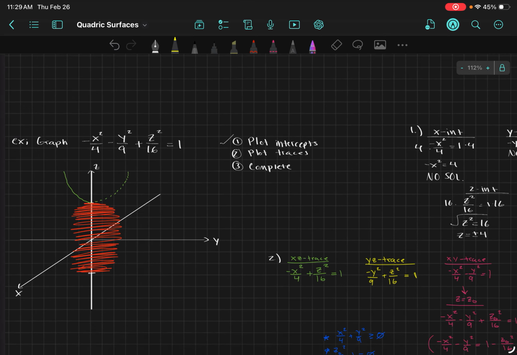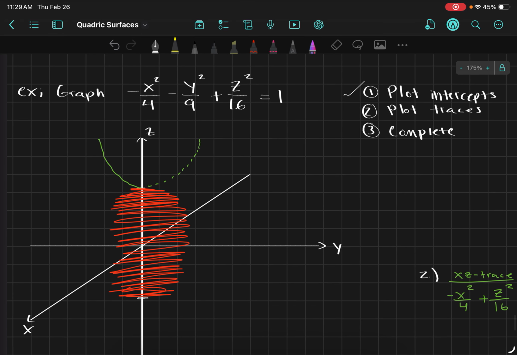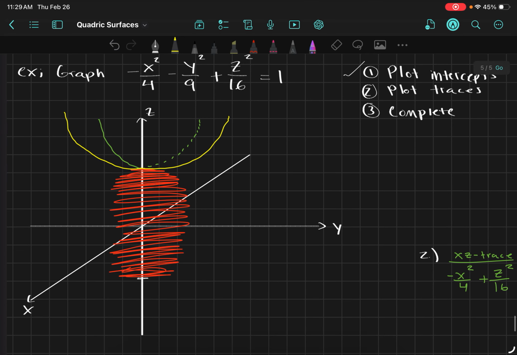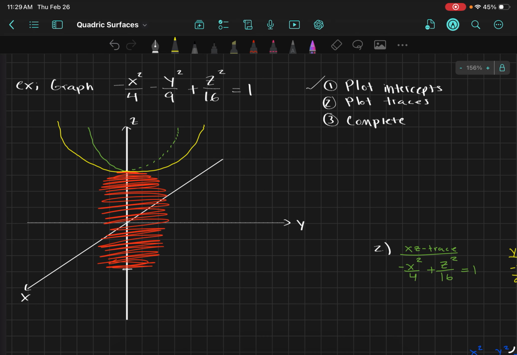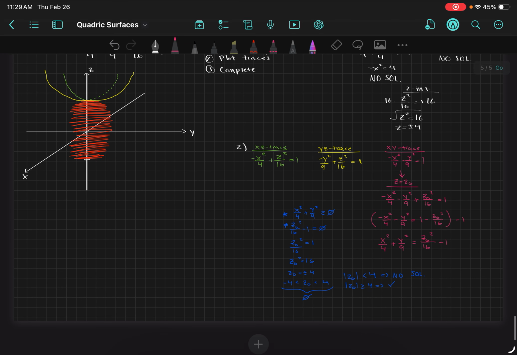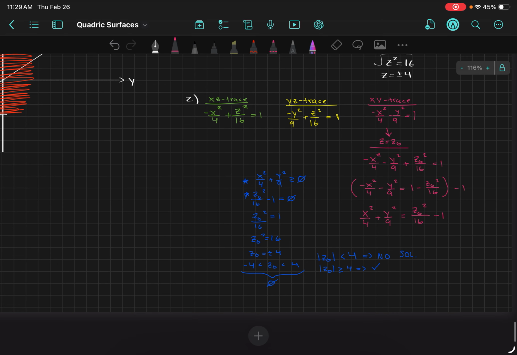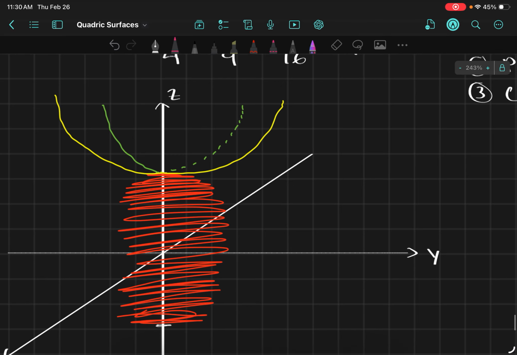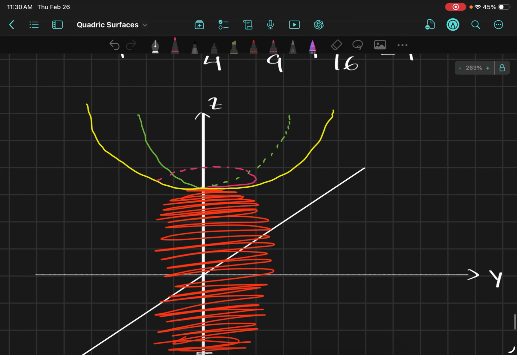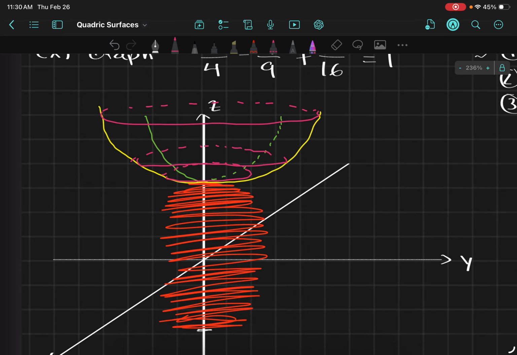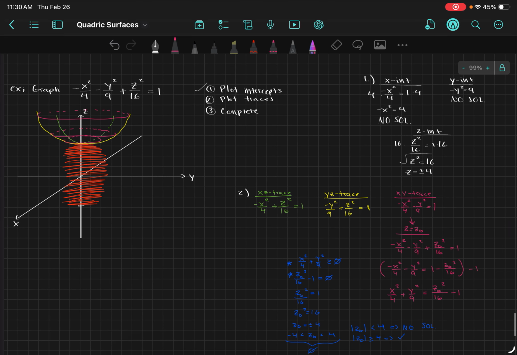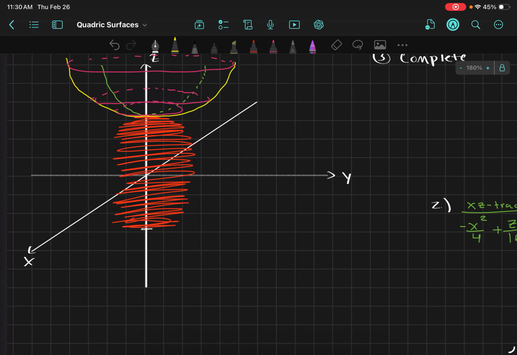The yz trace is another hyperbola in the yz plane. Oh yeah, looks good. The z equals z naught trace is going to be the ellipse x squared over 4 plus y squared over 9 is equal to z naught squared over 16 minus 1. So we are going to have ellipses. Let's do one more at the very top here. Okay, this is positive and negative, right? So we are going to have the exact same things down here.